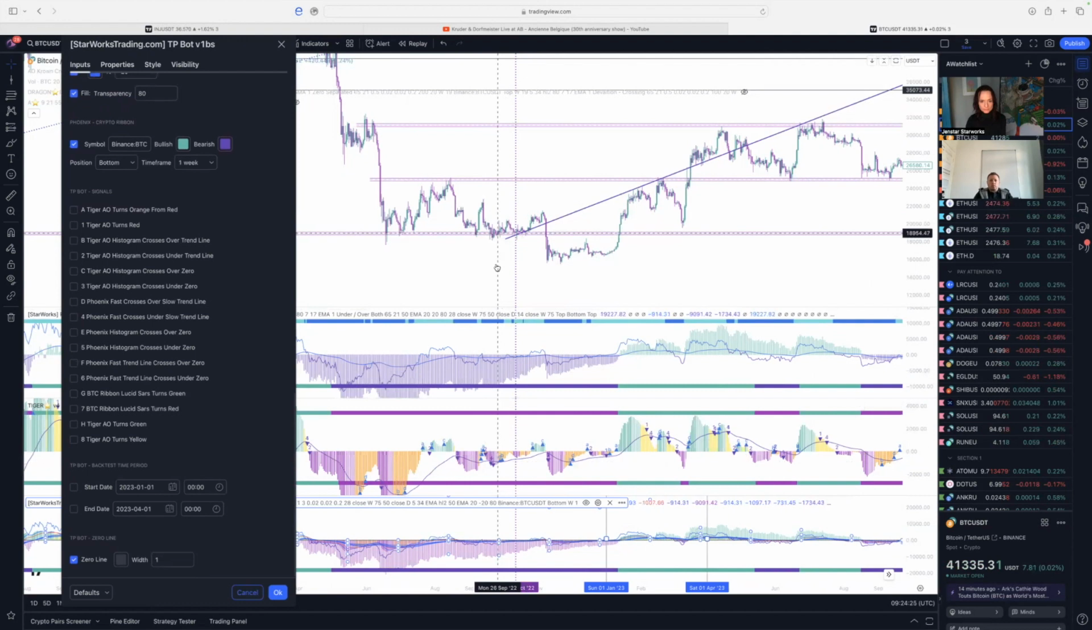See here, the histogram's crossed, rejected, and it's come down, and now it's testing the trend line. This is a really key TA on Tiger. And the same things happen here. So I would have probably gone long somewhere around here, and also prices find support here.